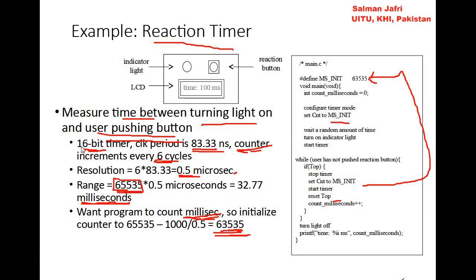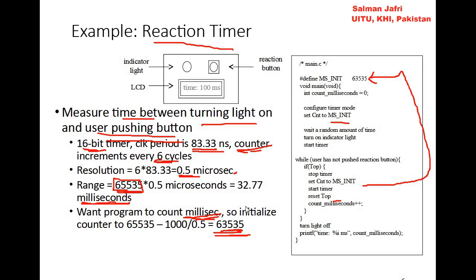Because this is a 16-bit timer, it comes out to be 32.77 milliseconds. We want the program to count milliseconds, so we initialize the counter to a value. This is the total count that is possible, and this is the count that we require, which is 1 millisecond or 1000 microseconds. So we divide the 1000 microseconds required by the resolution. This is the value that is loaded.